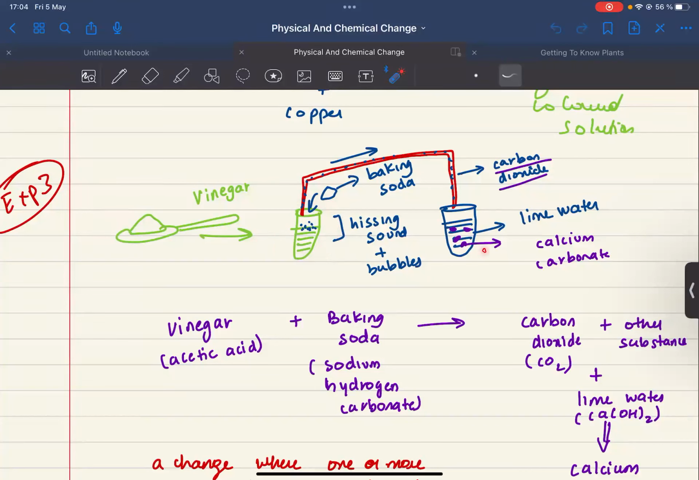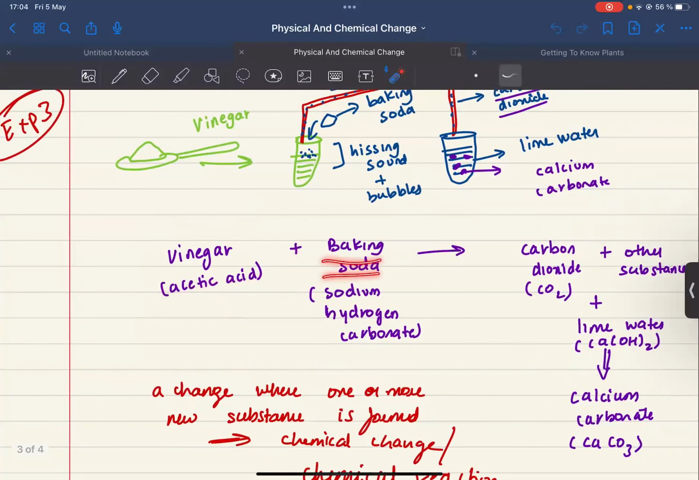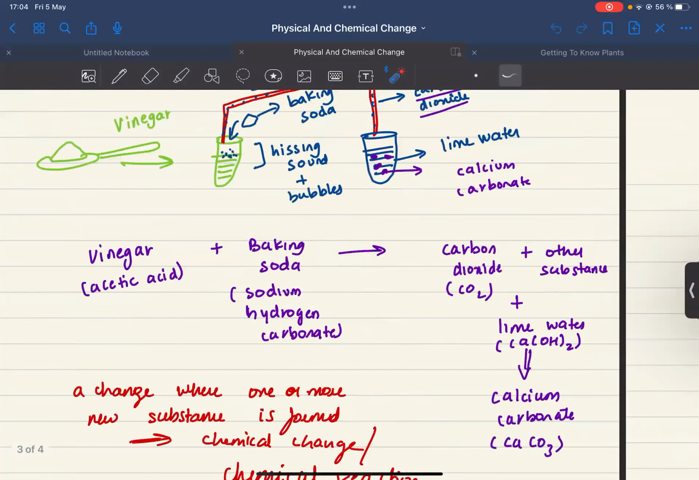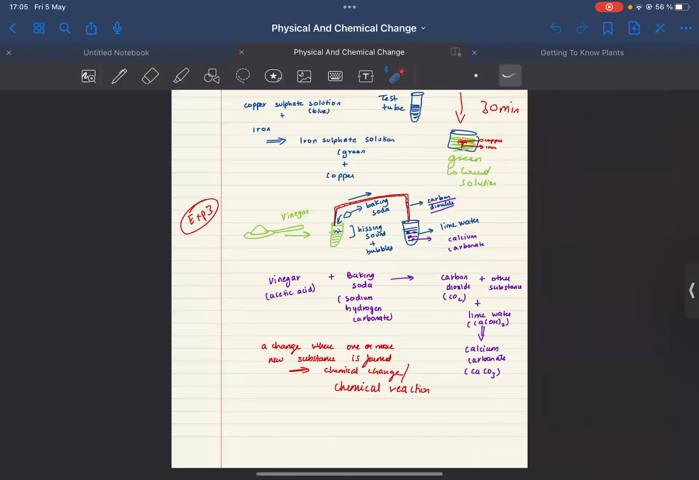And this white substance that is being formed, which makes the lime water milky, is known as calcium carbonate, which gives you the chemical reaction. Vinegar, which is nothing but acetic acid, plus baking soda, produces carbon dioxide and other substances. When passed through lime water, that is Ca(OH)2, calcium carbonate is formed. This is the reaction. Do you understand?